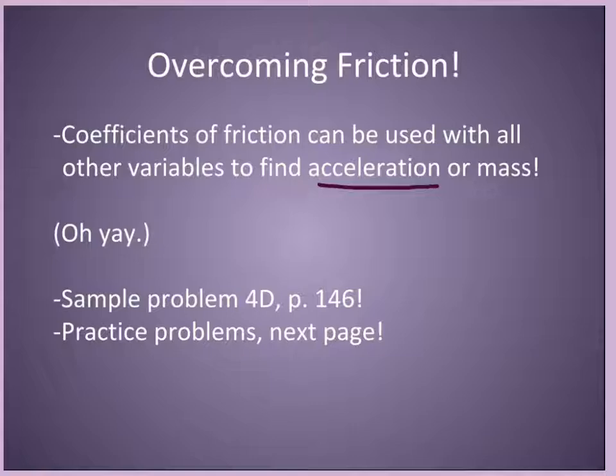And that's what we're going to change up now. So, what should you know? That, hey, you can use a coefficient of friction with all those other variables to find acceleration. You can even use it to find mass. Woohoo! We're going to walk through sample problem 4D together. This is from page 146 in your Holt physics textbook.